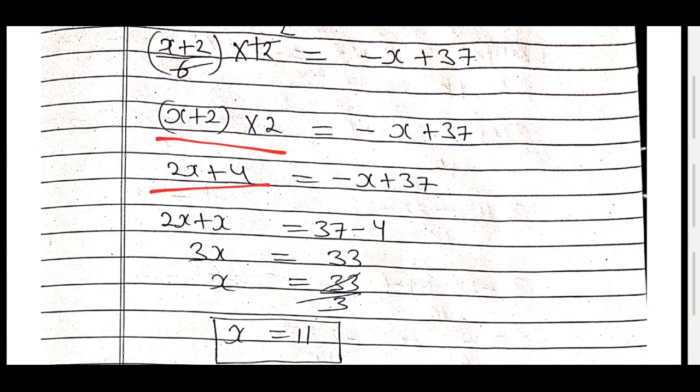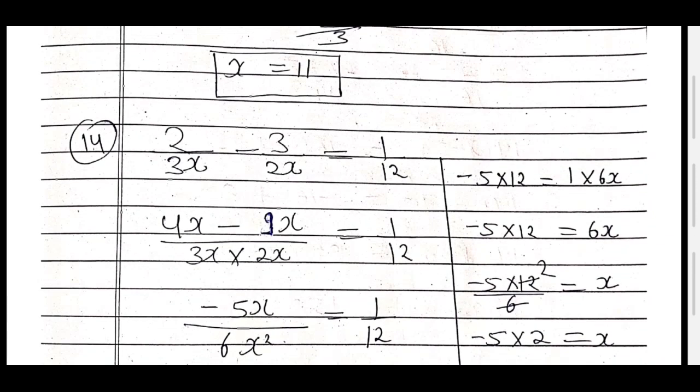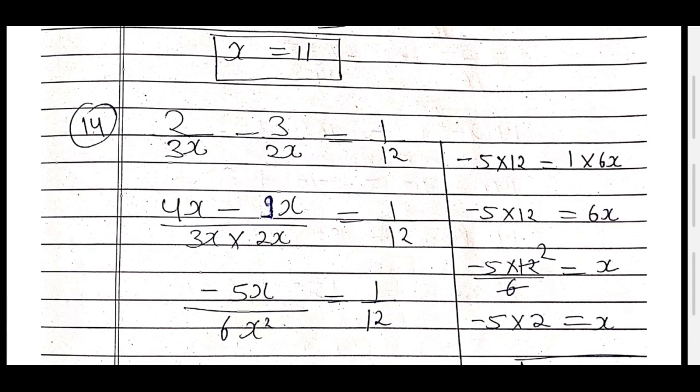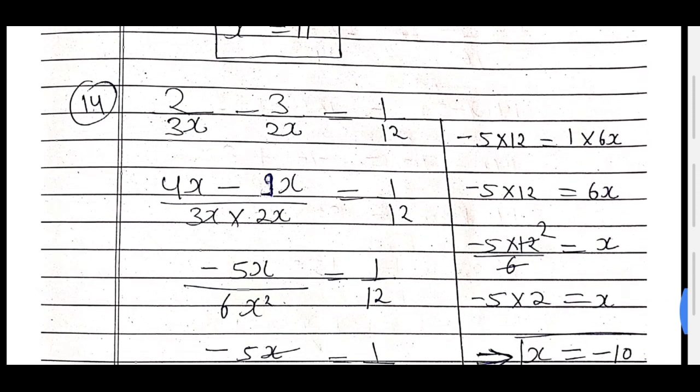Multiply 2 by this, you get this number here. Now arrange all variables together, constants together. Now simply solve, you will get your answer as 11. Come on, question 14: 2 upon 3x minus 3 upon 2x is equal to 1 by 2.